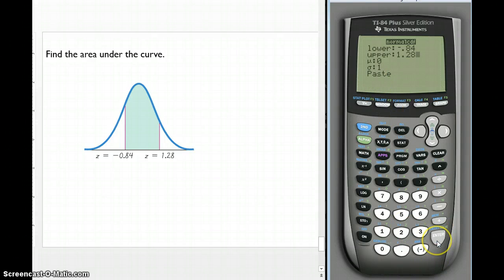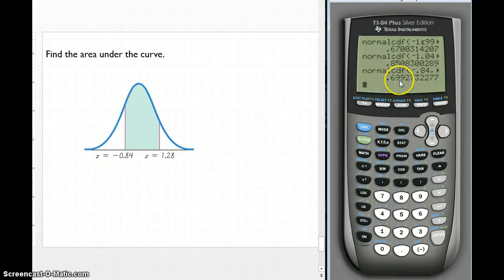My standard deviation and mu are all correct. So let me paste, and that number right there, approximately 0.699, corresponds to the area of this shaded part. And just to repeat myself, that corresponds to a probability of the distribution falling between a z-score of negative 0.84 and 1.28.